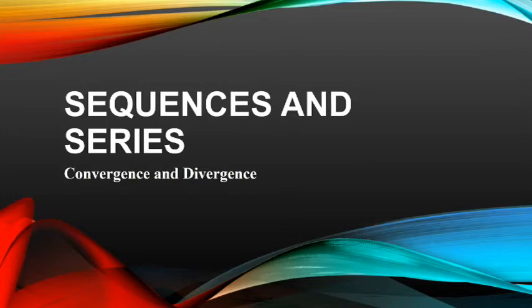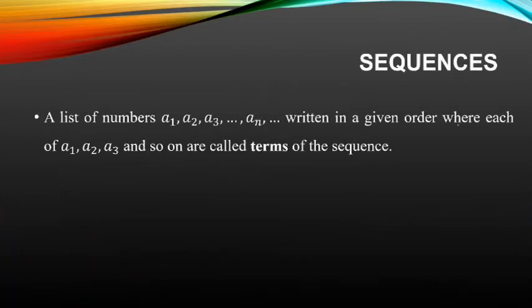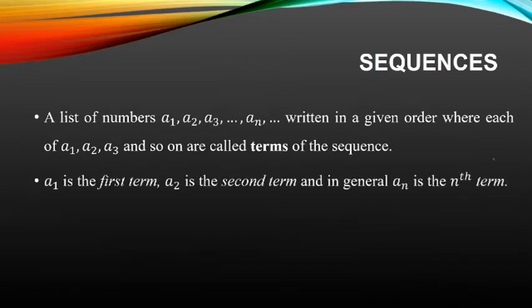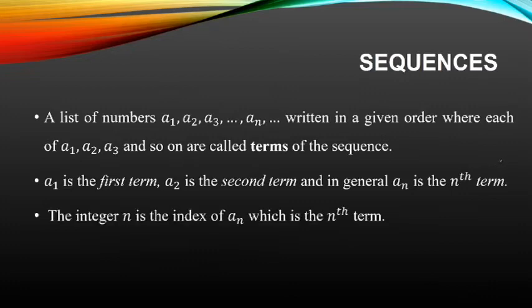So our topic for today is sequences and series, convergence and divergence. So what are sequences? It is a list of numbers a sub 1, a sub 2, a sub 3, and so on, written in a given order, where each of a sub 1, a sub 2, a sub 3, and so on are called terms of the sequences. So a sub 1 is the first term, a sub 2 is the second term, and in general, a sub n is the nth term. The integer n is the index of a sub n, which is the nth term.